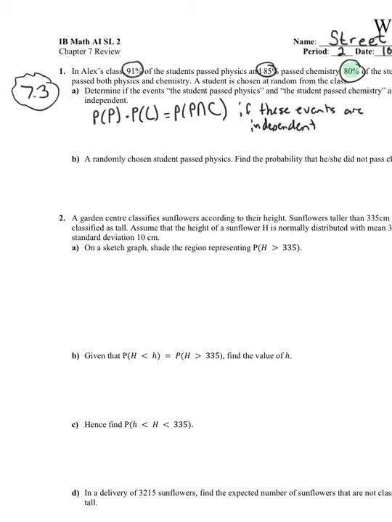So we just say 0.91 times 0.85, that should equal 0.8, okay? So 0.91 times 0.85. And what I end up getting is not 0.8, I end up getting something else, like 0.77 or something. 0.7735. So now I know these events are not independent.